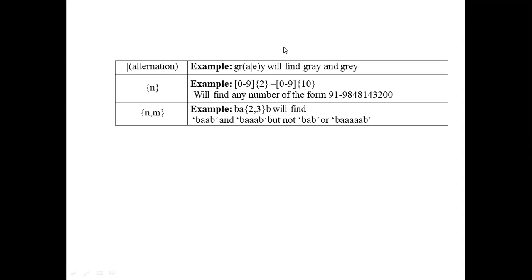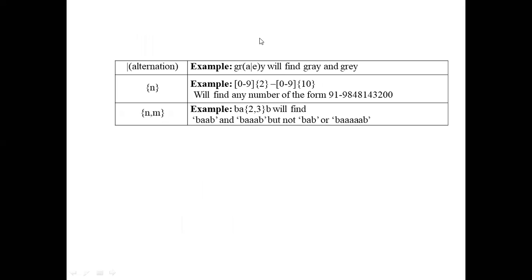Next one, alternation. This symbol, the pipe, means find the left-hand or right-hand values. So the left one of this pipe symbol is A, so it will find the left one, that is GRAY, or the right-hand one, E, so it will also find GREY.